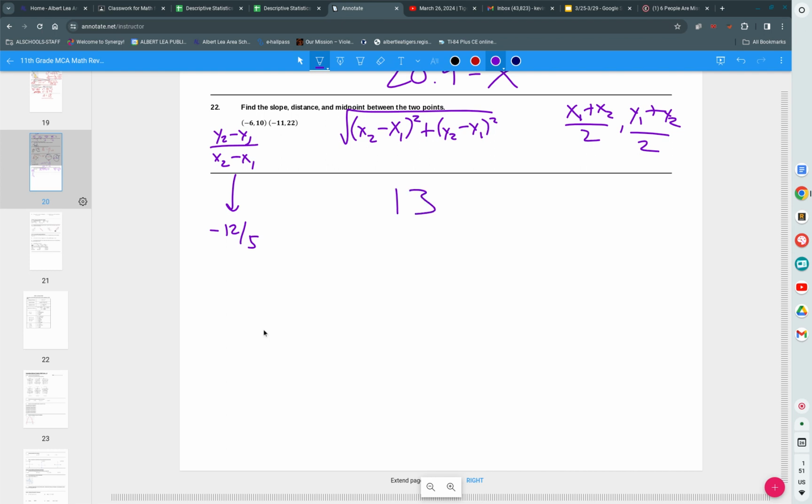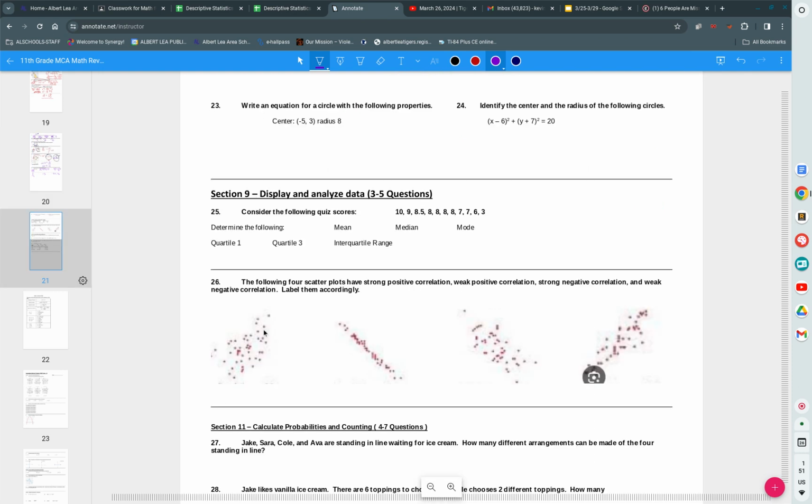This is 13. And then this, we had negative 8.5 and positive 16. Is that what you got? There you go. We flip it over. Last page. Write an equation for a circle with the following properties. Center negative 5 and 3 and radius 8.